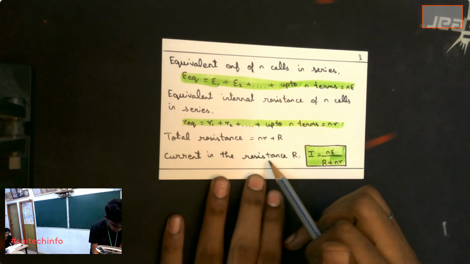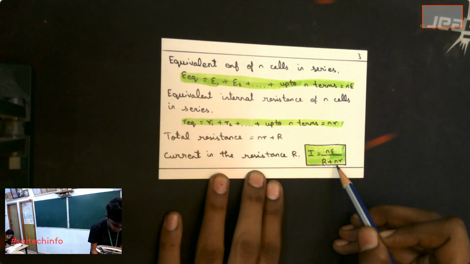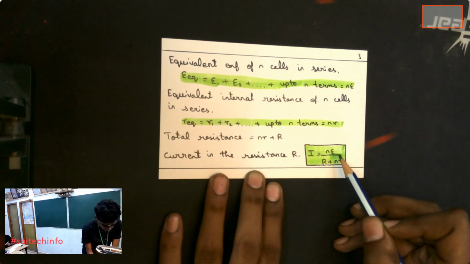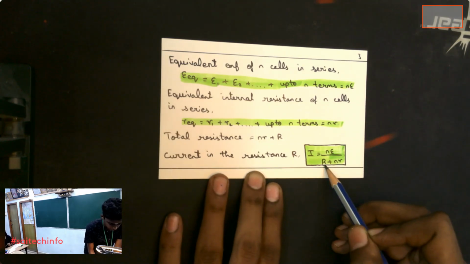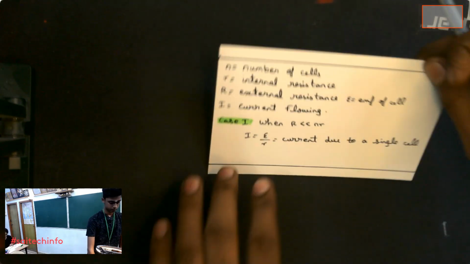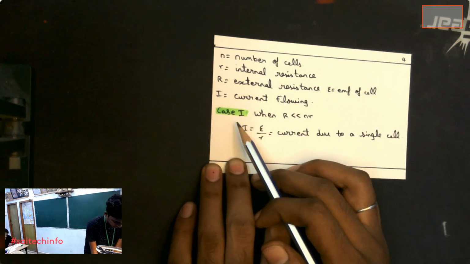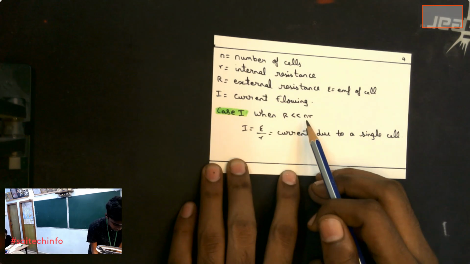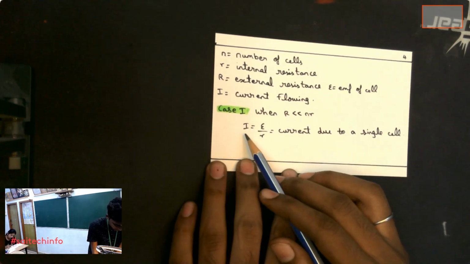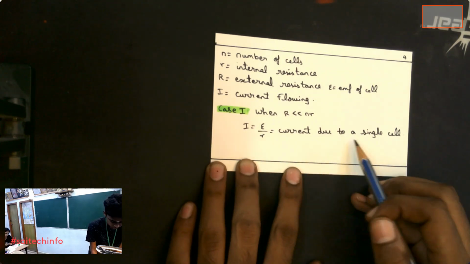Current in the resistance R is given by I equals nE divided by R plus nr. Here n represents number of cells, E is cell EMF, R is external resistance, and nr is number of cells into internal resistance. There are three cases here. Case 1: when R is much lesser than nr, I is equal to E divided by r, which is equal to the current due to a single cell.